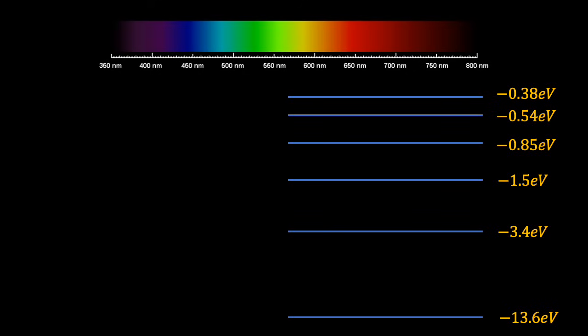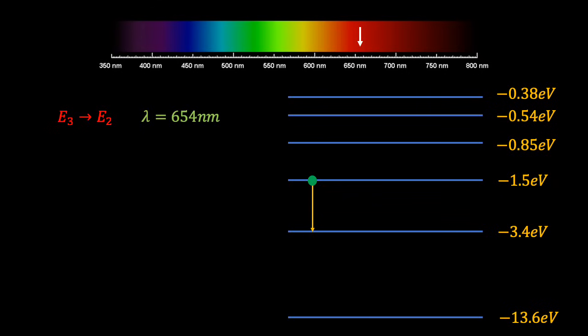We are going to consider electron transitions from the n equals 3, 4, 5 and 6 energy levels down to the n equals 2 energy level. Let's see what we get. Firstly, if we calculate the wavelength of the photon emitted when an electron moves from the n equals 3 to n equals 2 level, we find a value of 654 nanometers, and we see that this corresponds to a reddish colour in the visible spectrum.